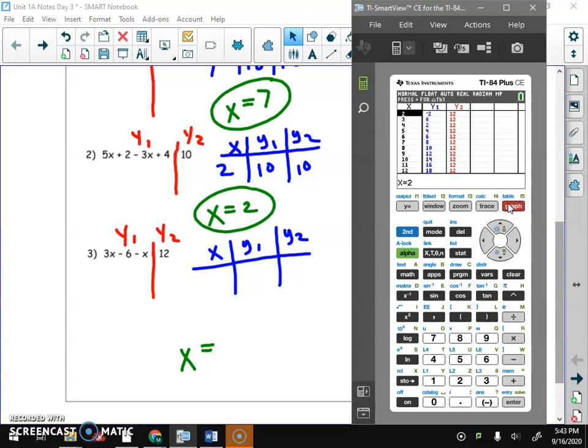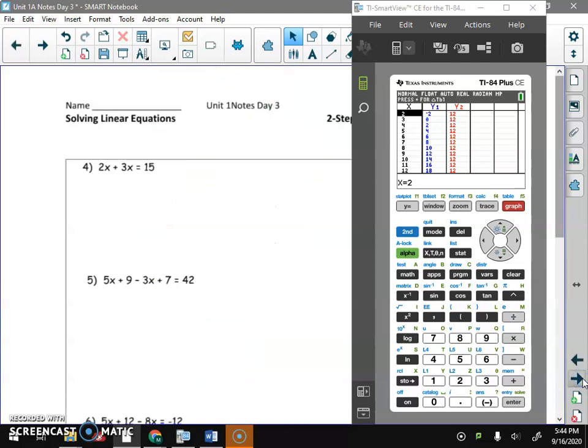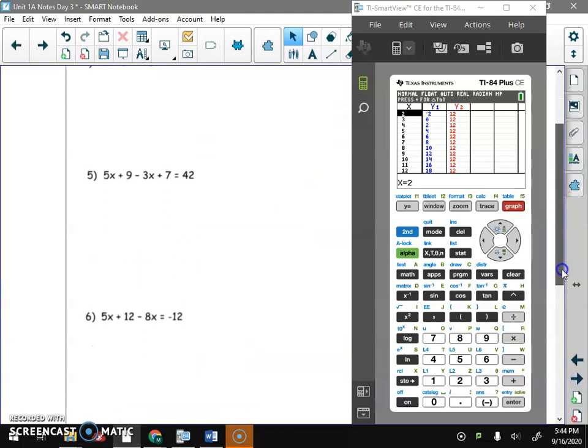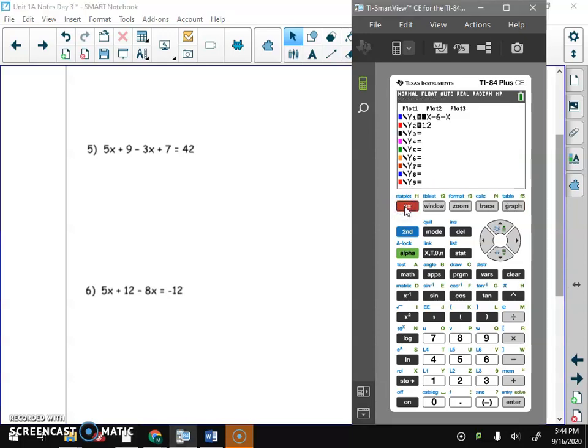Second graph. That one ended up being on my screen without even having to move. Down there, about 2/3 of the way down, 9, 12, 12. X equals 9, circle, and done. All right, I think we're pretty good in that. We're going to take a look at one more type of equation, a little bit more challenging maybe. Let's just do 5 and 6. We can skip 4.